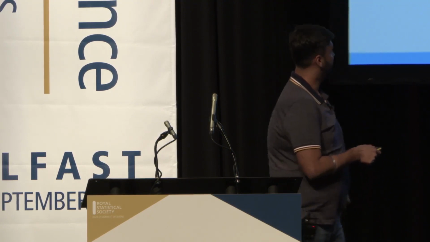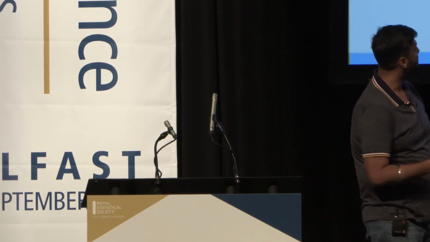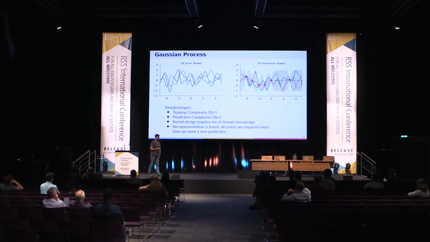The first is that the training complexity of this method is quite high, O(n) cubed. And it's not just the training complexity. The prediction complexity is also very high, n squared. So if you had n points, even predicting for only a few points, your complexity is high. The other thing is that choosing or designing a kernel requires a lot of domain knowledge, which is good.